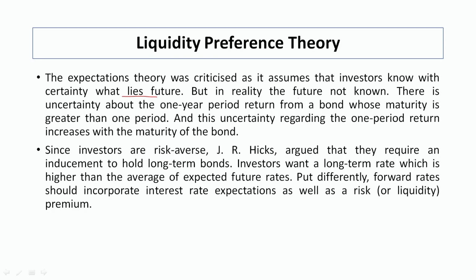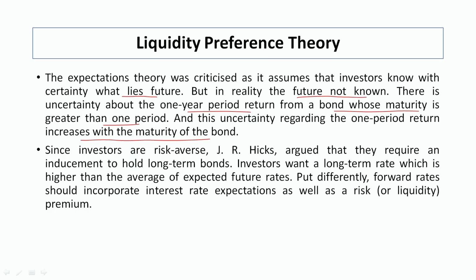It is a reality that future is unknown, because we already know future is uncertain. So, there is uncertainty about the 1 year period return from a bond whose maturity is greater than one period. If you calculate for a particular period, you do not know what is going to happen within a period of 6 months or 1 year. So, if a bond is more than 1 year period, we do not know exactly what is going to happen, and this uncertainty regarding the one period return increases with the maturity of the bond. So, after a period of time, the rate of return on the bond increases as the year of maturity increases.